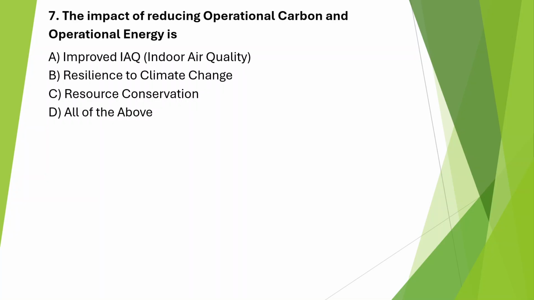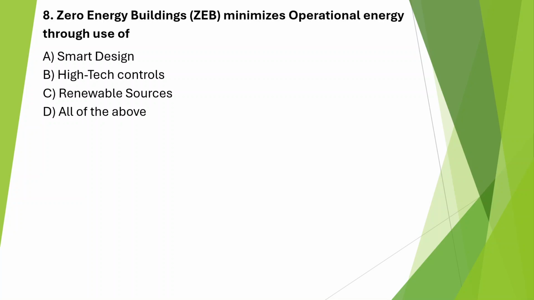So let's move to the eighth question then. Yeah, here is the zero energy buildings, ZEB, an acronym I have asked in the sample problems, which was also asked in the previous year assignment questions. ZEB, zero energy buildings, minimizes the operational energy through the use of. How do zero energy buildings help us to minimize the operational energy?